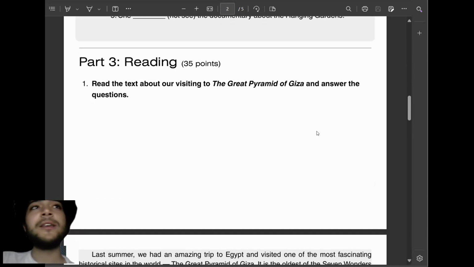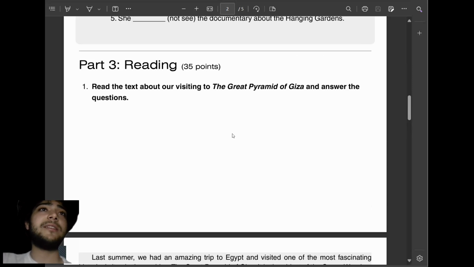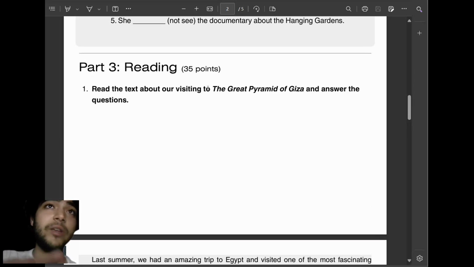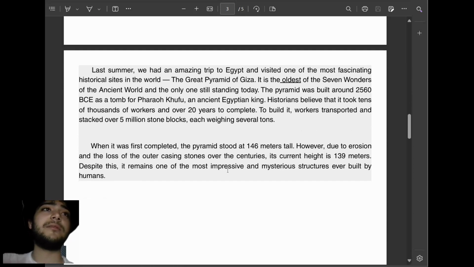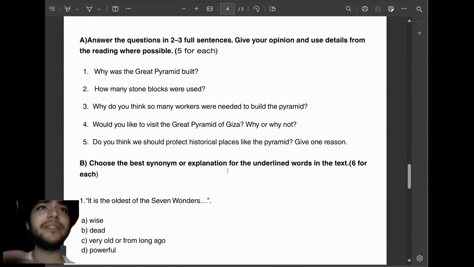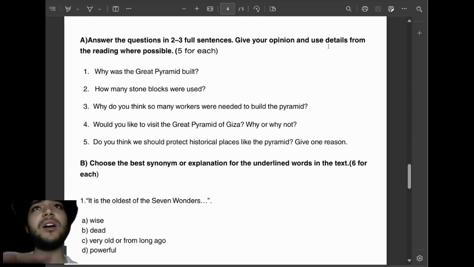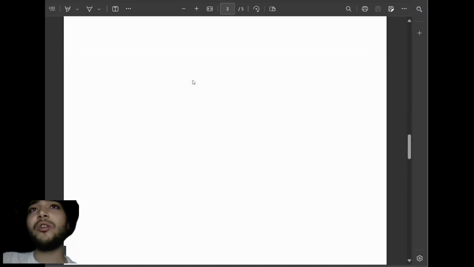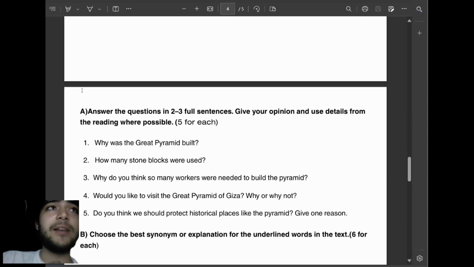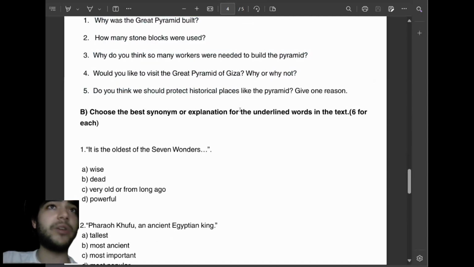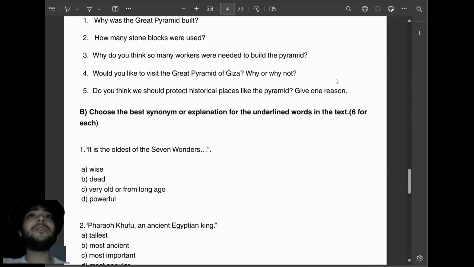We have the reading part. It was about our visit to the Great Pyramid of Giza, and they did this one really easily because the questions were on the text. They directly copied and pasted for some questions. But like I said, do you think we should protect historical places like pyramids? Give one reason.